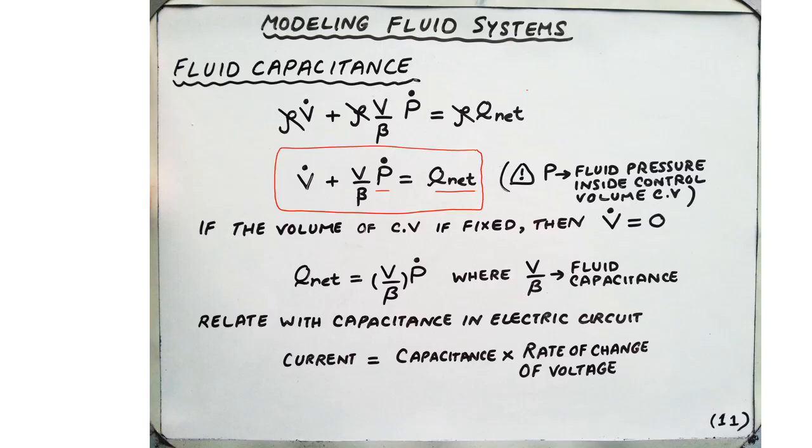So remember over here, P is the fluid pressure inside the control volume. Sometimes this pressure is used as it is, or it may be used in the form of a pressure difference, where the pressure inside the control volume is taken as the difference between, for example, the pressure of the fluid that is flowing into the control volume and the pressure that the fluid experiences on the other side, at the outlet of the control volume.